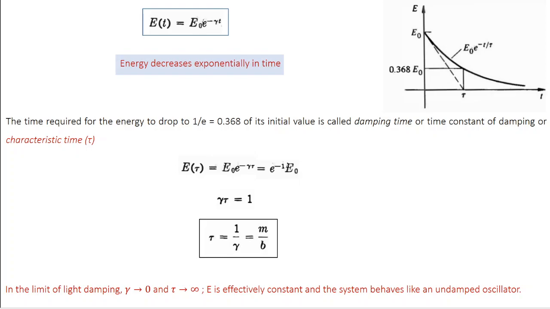Now let's take the extreme case of extremely light damping in a system. So gamma is almost 0, gamma tending to 0, so tau tends to infinity. Now, what's the meaning of tau tending to infinity? It takes infinite time for the system to decay its energy from the maximum value. Infinite time means essentially there is no decay in the system. The energy is effectively a constant. So in the case of extremely light damping, the energy is almost constant. In other words, the system behaves like an undamped oscillator.